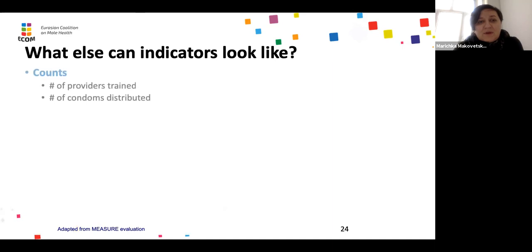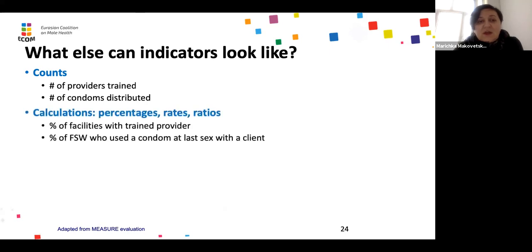For example, counts, so number of providers trained and number of condoms distributed, that's easy. Calculations: percentage, rates, ratio, which is, for example, percentage of facilities with trained providers, if you need this kind of indicators. Percentage of female sex workers who used a condom at last sex with a client, that's also a percentage.